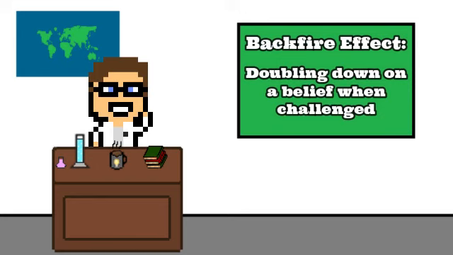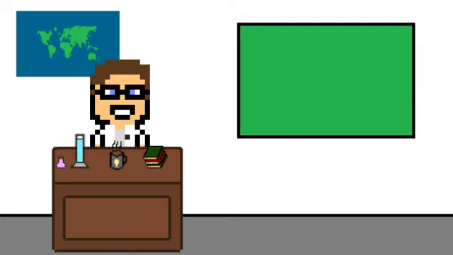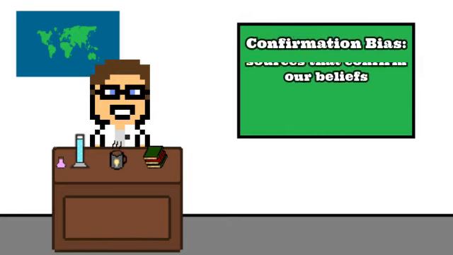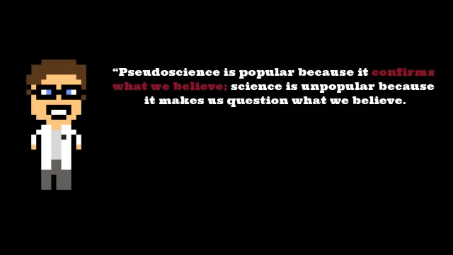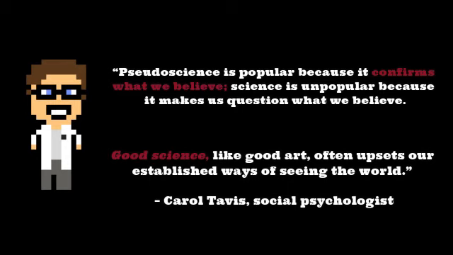Most important, however, might be something called the confirmation bias, or a tendency to only believe or even look for information that confirms what we already believe. This desire to have the world conform to our beliefs is a large part of pseudoscience. At the beginning of the video, I showed a quote by social psychologist Carol Tavris that pseudoscience is popular because it confirms what we believe. Science is unpopular because it makes us question what we believe. Good science, like good art, often upsets our established ways of seeing the world.